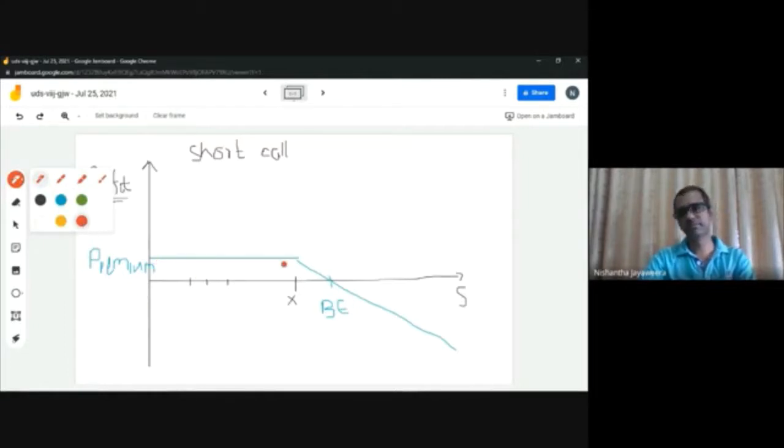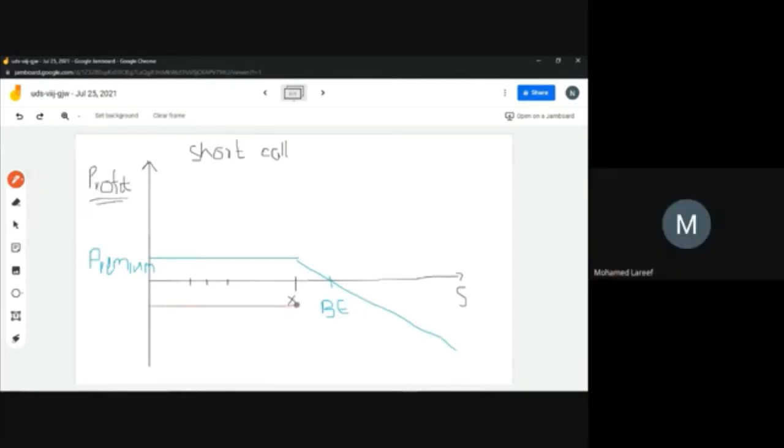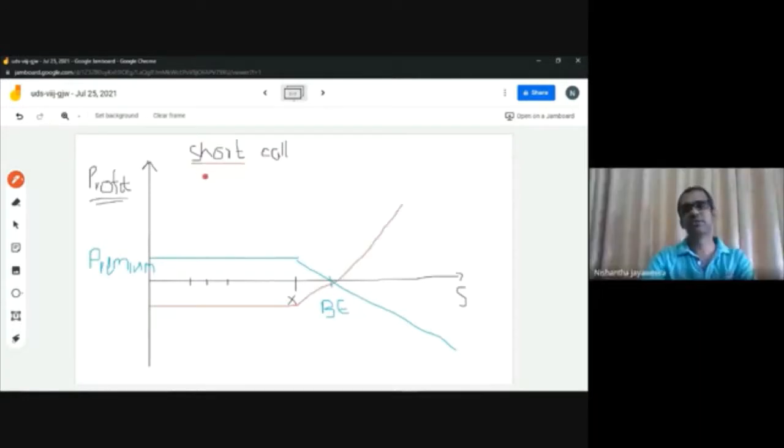Is it clear? So this is from a writer's point of view, no, sir? Yeah, that's right. Short call. Okay, sir. So this is the long call payoff. This is the short. So you can see the relationship. As I mentioned earlier, it's completely opposite.